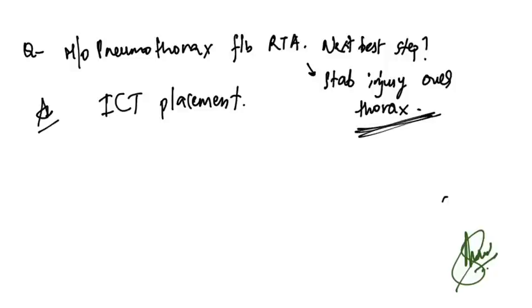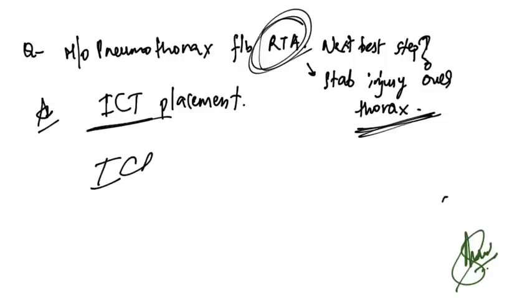Now, history of stab injury over the thorax. So with pneumothorax followed by a road traffic accident or stab injury, what is the next best step? So the next step is to place an intercostal tube, ICD, intercostal drainage should be done.